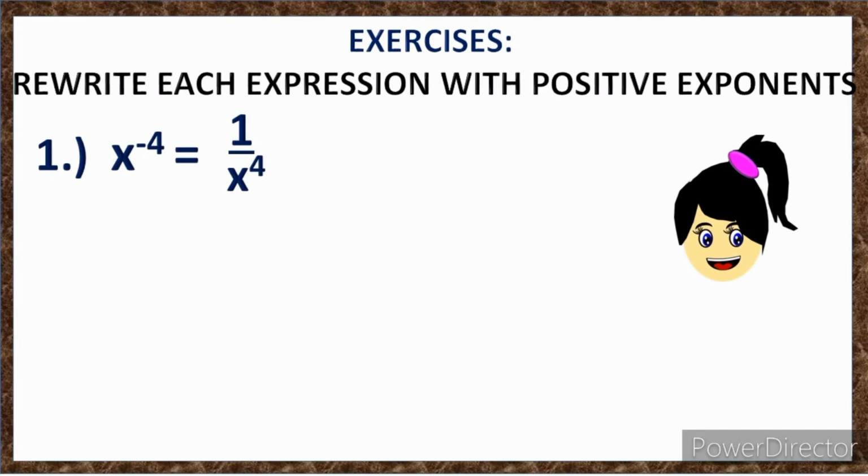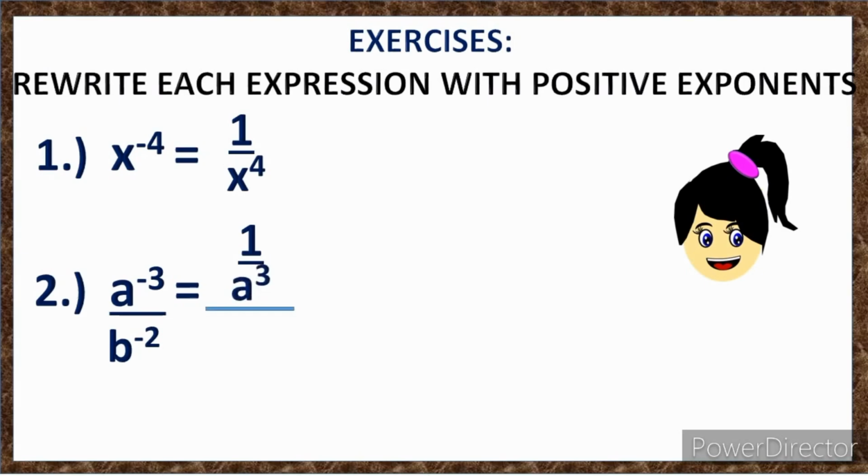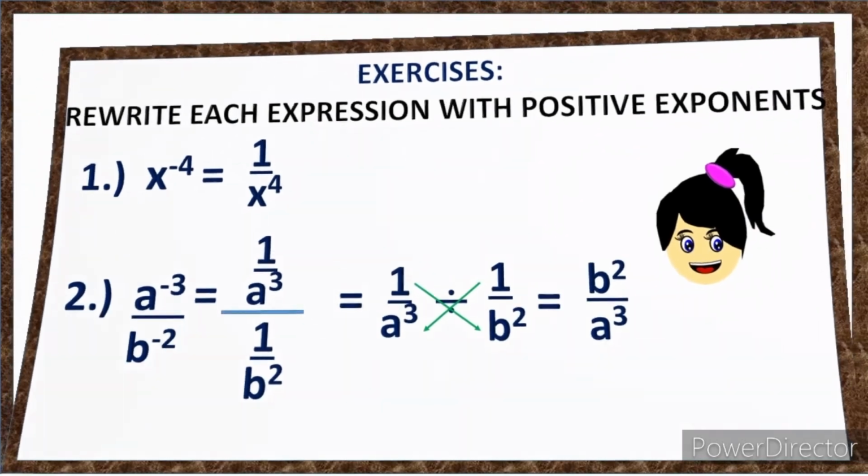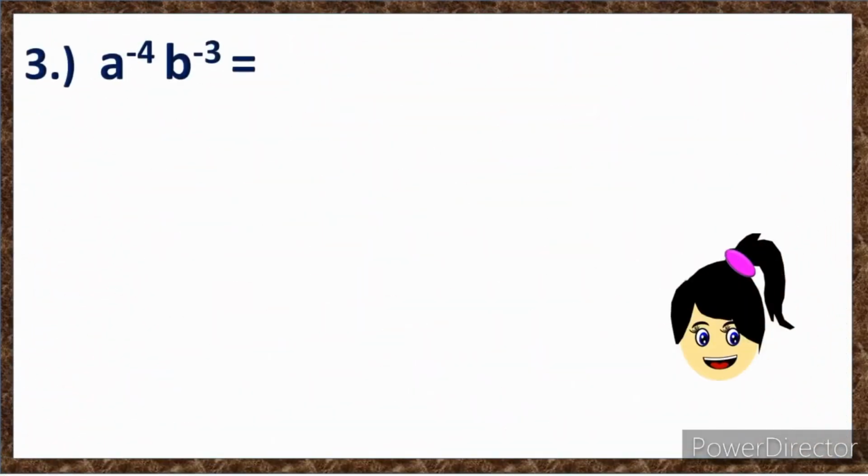Okay, next, let's have number 2. A raised to negative 3 over b raised to negative 2. So a raised to negative 3 is 1 over, this is negative exponent, so we have 1 over a raised to 3 all over. B raised to negative 2 is 1 over b squared. Okay, then it is equal to 1 over a raised to 3 divided by 1 over b squared. If we divide fractions, we cross multiply. So 1 times b squared and 1 times a over a cubed. Then it's equal to 1 times b squared is b squared and 1 times a cubed, it is equal to a cubed. Therefore, we have b squared over a cubed.